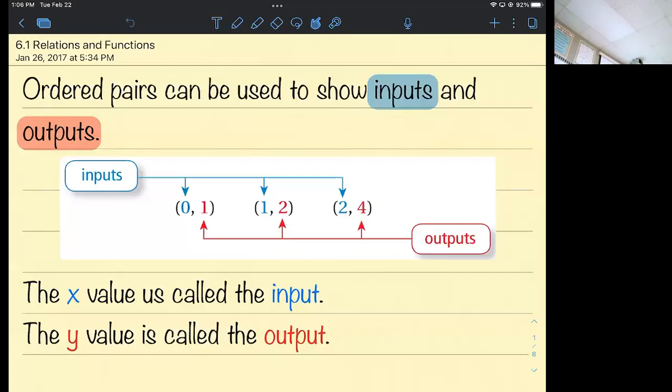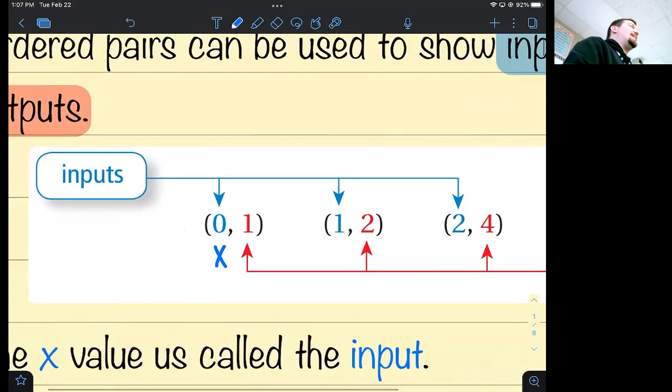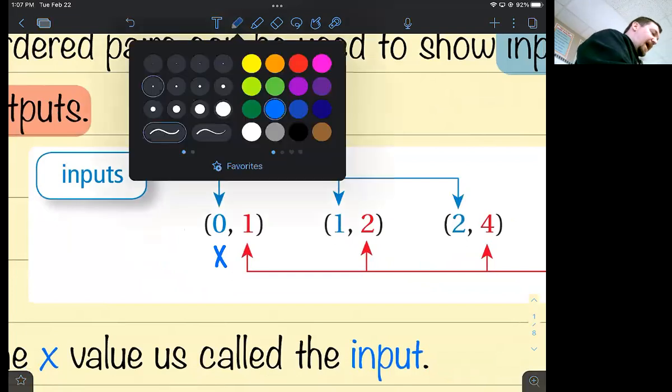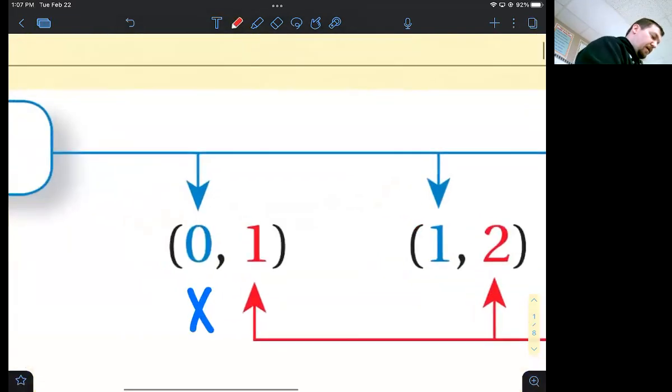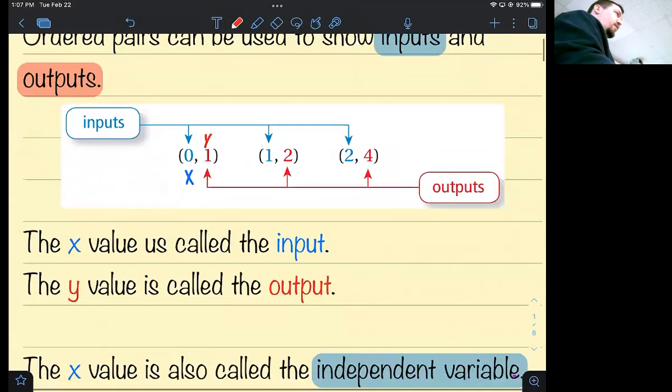All right, ordered pairs can be used to show inputs and outputs. So if you look where the X normally is in an ordered pair, those are now called inputs. And where the Y normally is in an ordered pair, those are now called outputs. Typically in a function, you're going to input the X variable, do some operations to it, and then it's going to output the Y variable. So inputs and outputs. The X is called the input, the Y is the output. So there's some vocab to start off with.